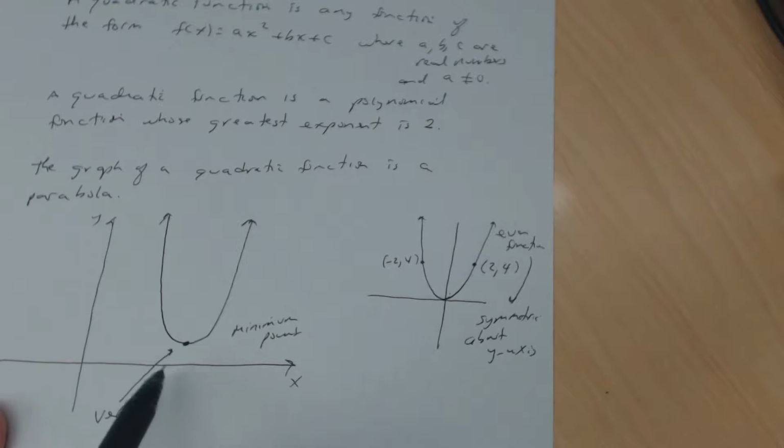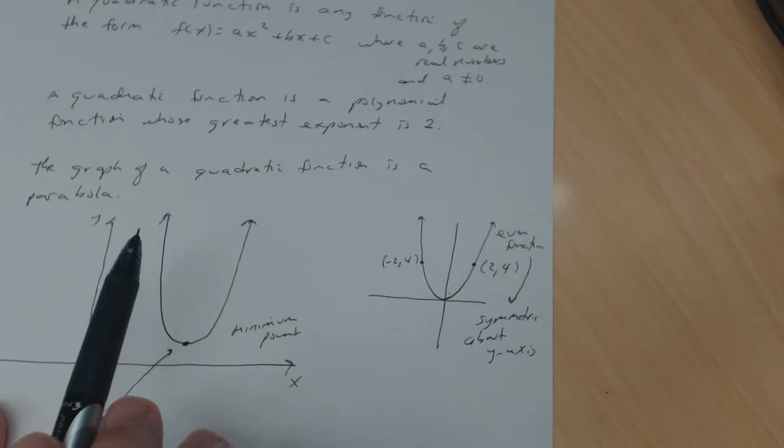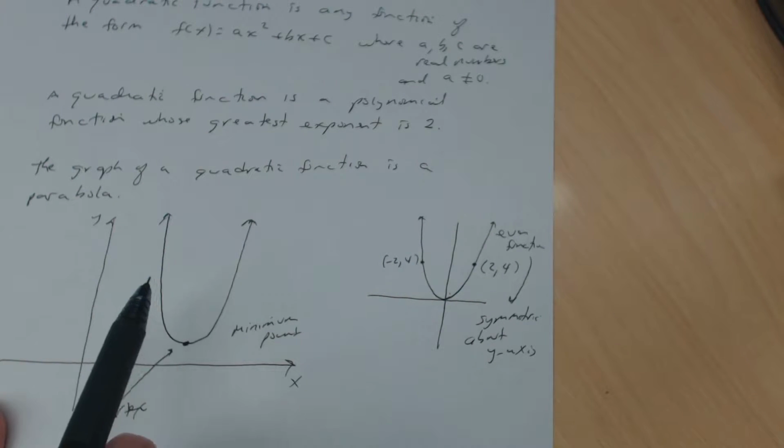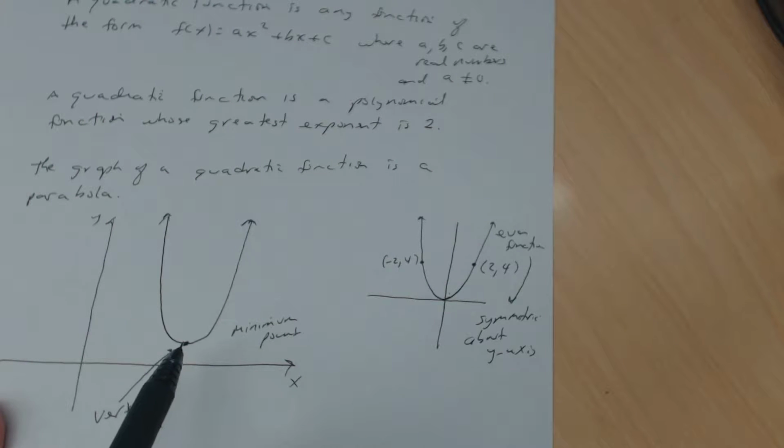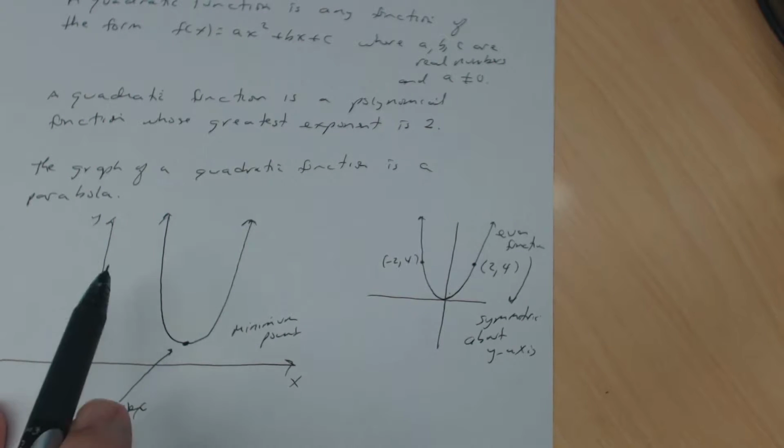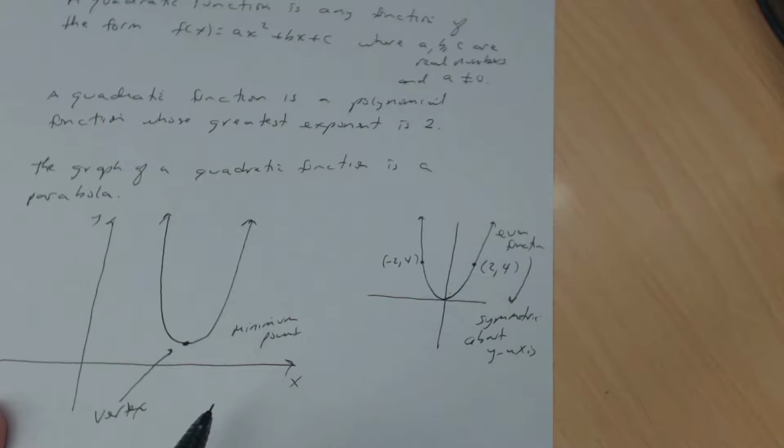Okay. Now the question is, do you see that this is not an even function? It's not an even function because it's not symmetric about the y-axis. But it has symmetry. All quadratic functions have symmetry.